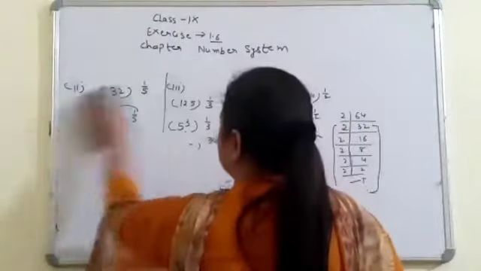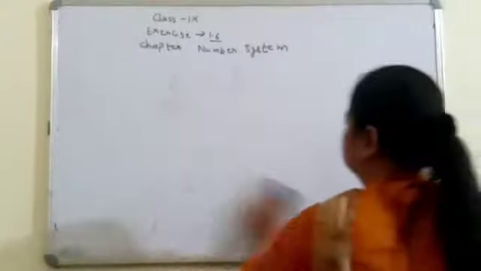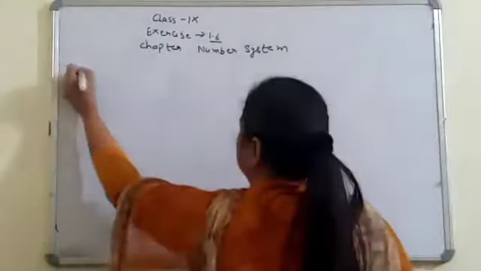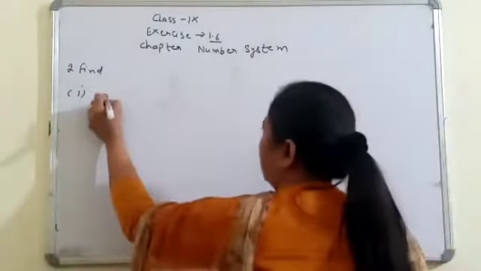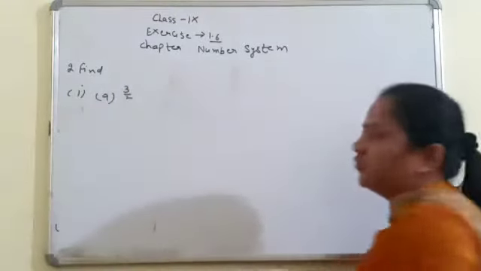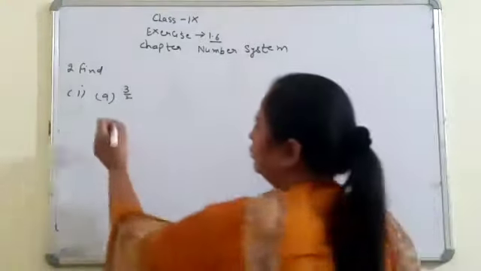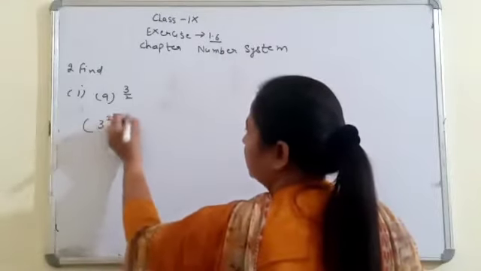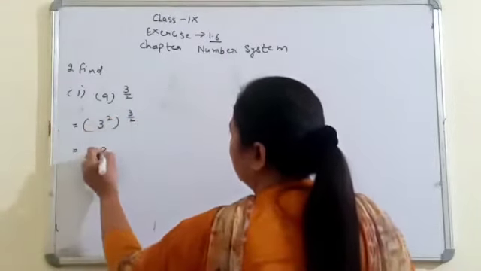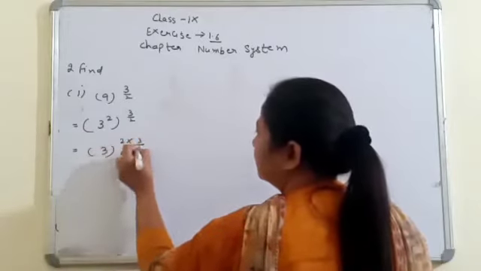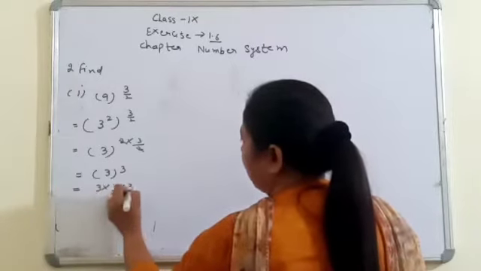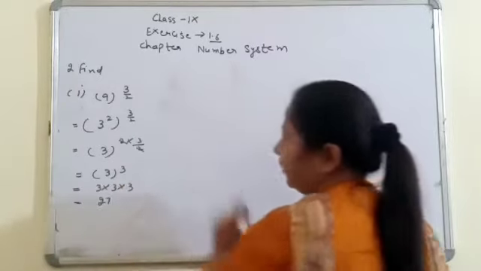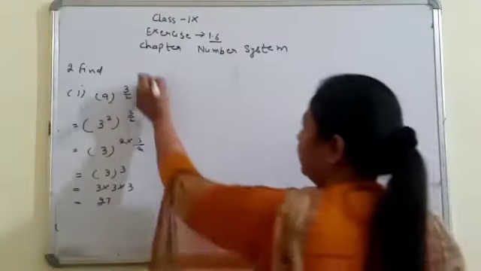Now second question. In question number 2, we have 4 parts. Find, first is 9 raised to power 3 by 2. So 9 we can write as 3 power 2, into 3 by 2. Here we can multiply both the exponents. 2 is cancelled by 2, 3 power 3. So multiply 3 three times, the result is 27. Now this is the solution for part 1.